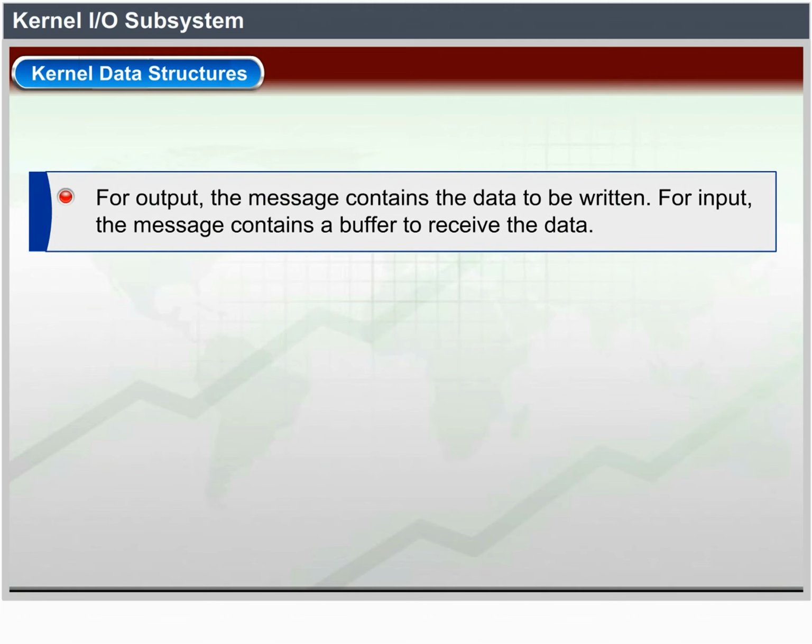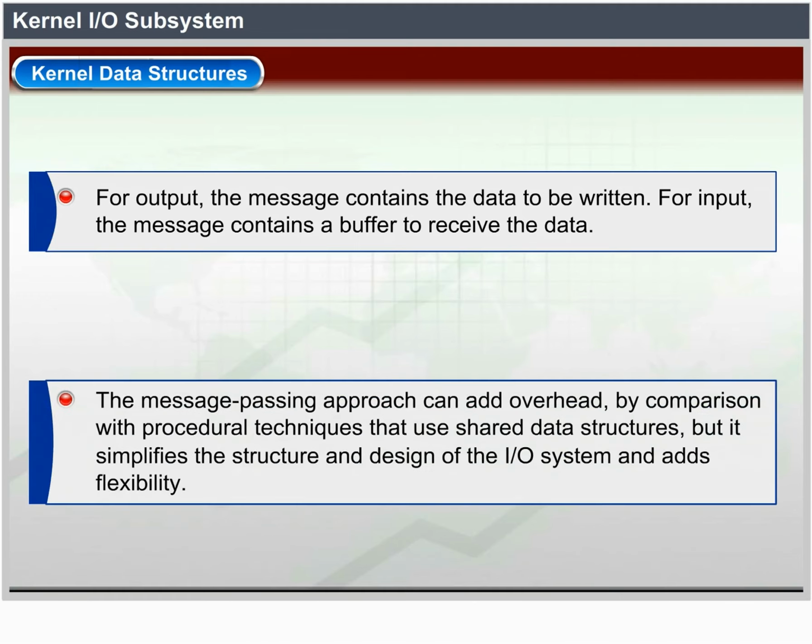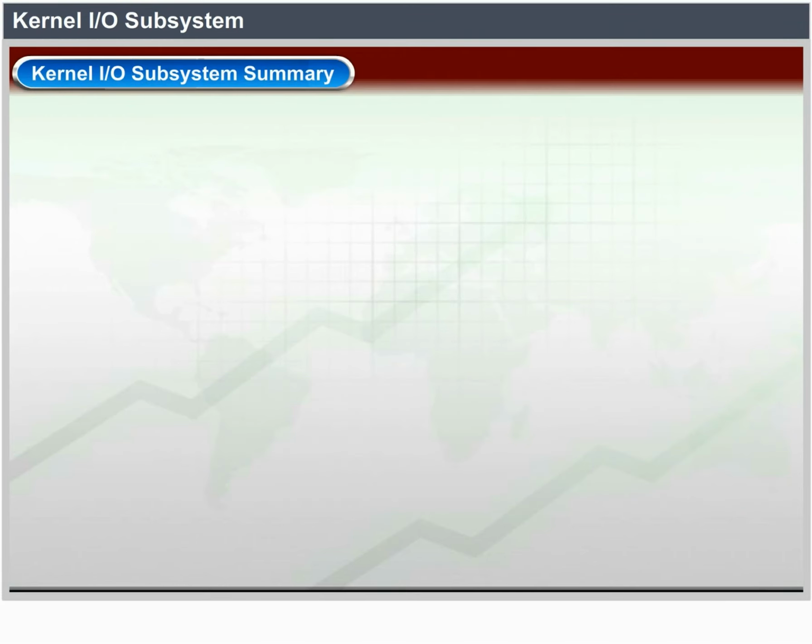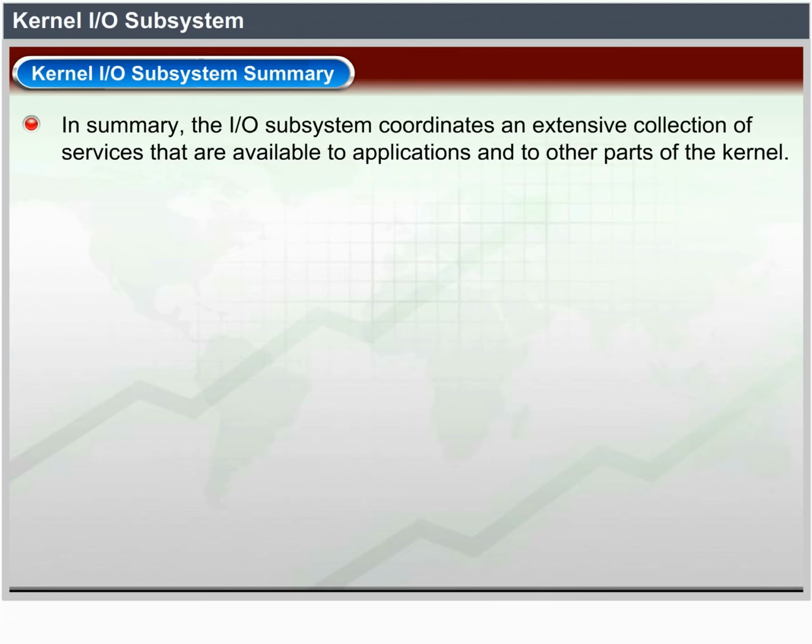The message passing approach can add overhead by comparison with procedural techniques that use shared data structures, but it simplifies the structure and design of the input-output system and adds flexibility. Kernel input-output subsystem summary. In summary, the input-output subsystem coordinates an extensive collection of services that are available to applications and to other parts of the kernel.